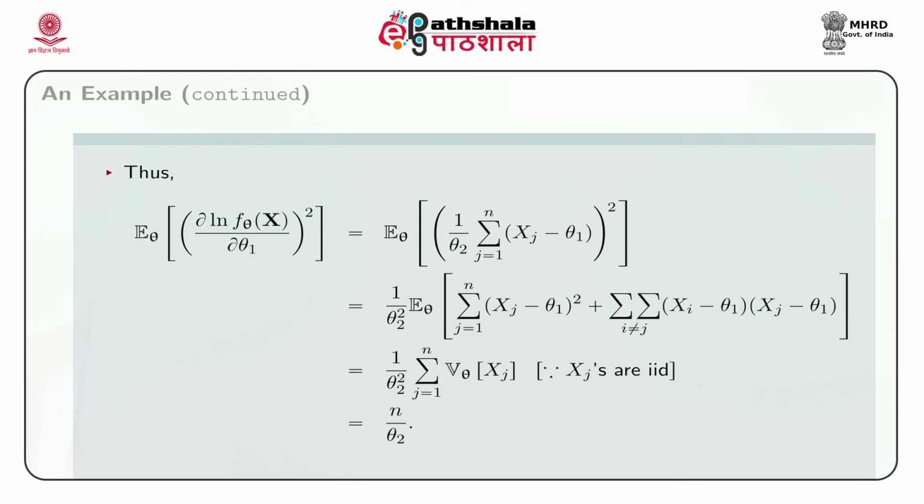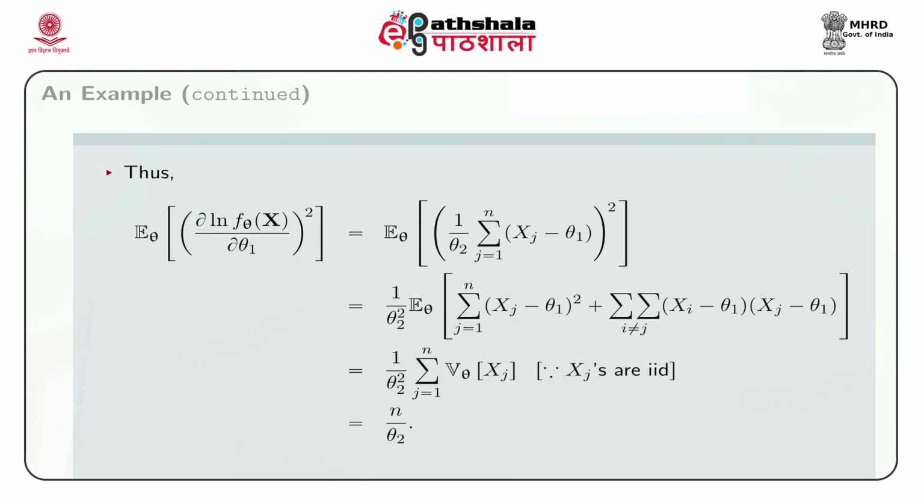Now expectation del log f by del theta 2 whole square is equal to 1 by 4 theta 2 square plus 1 by 4 theta 2 to the power 4 into expectation x minus theta 1 whole to the power 4 minus 1 by 2 theta 2 cube expectation x minus theta 1 whole square.